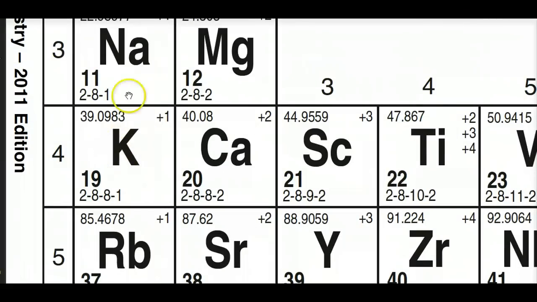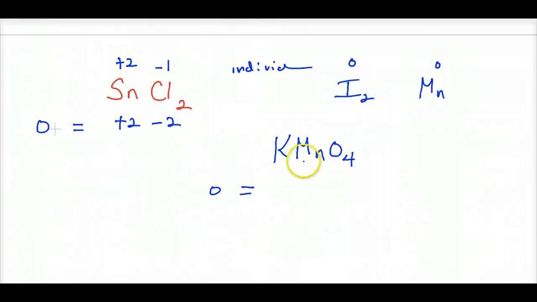Pure logic. And potassium, a group 1 ion, only has one choice. Oh, so potassium permanganate, we know it's negative 2 for the oxygen if it's bonded. Now, it's 0 if it's by itself. Don't forget that. If it's by itself, an element, protons equal electrons, it's an atom, it's neutral. But when bonded, these things have charges.